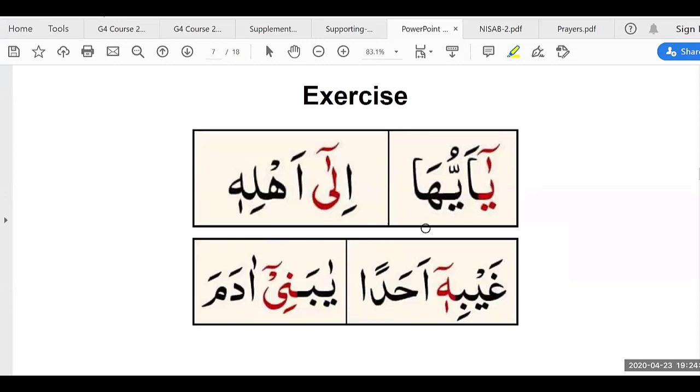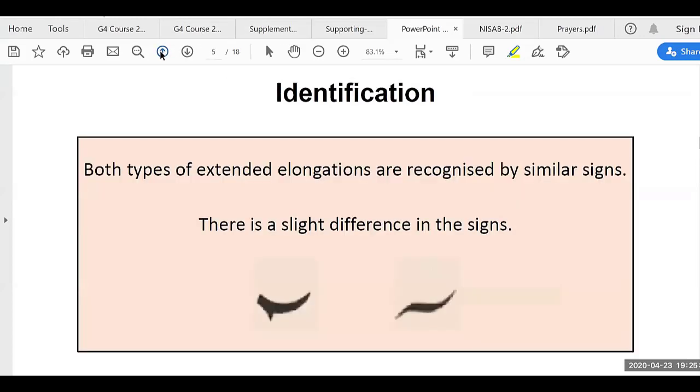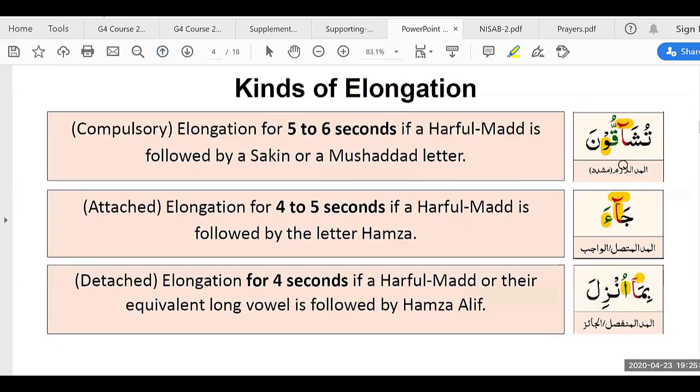Okay, L291. Can you tell me? I know we just covered the rule, but I just want to see. Which kind of elongation is this? Is it al-maddul lazim, al-maddul mutassil or al-maddul munfasil? I'll show you the example again.